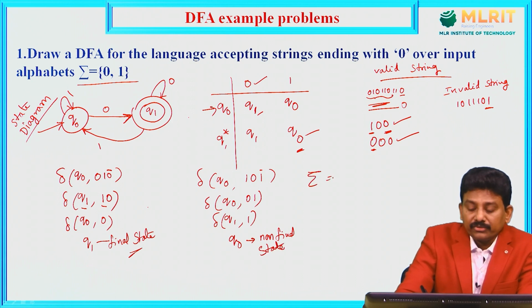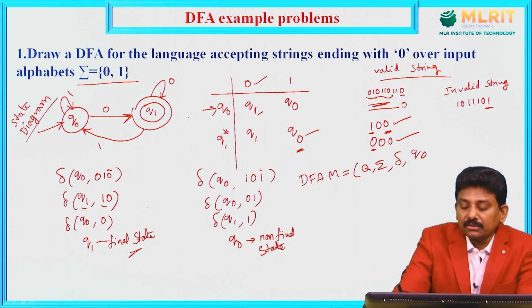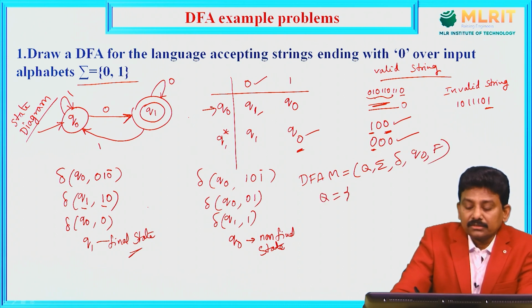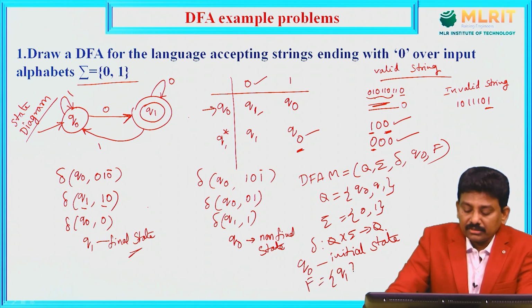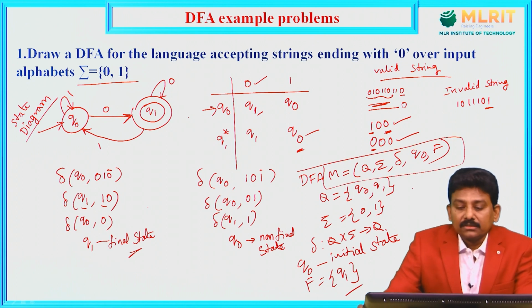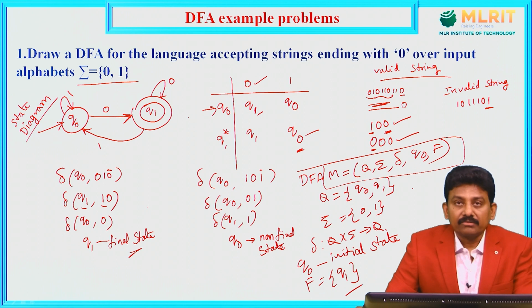So we define the DFA machine M as (Q, sigma, delta, Q0, F). Q is the set of states, two states Q0 and Q1. Sigma is the input alphabet 0, 1. Delta is the transition function, Q cross sigma to Q. Q0 is the initial state and F is the set of final states, only one final state Q1. This is the formal definition of the DFA. So this is the answer for the DFA for the language accepting strings ending with 0 over input alphabet 0, 1.